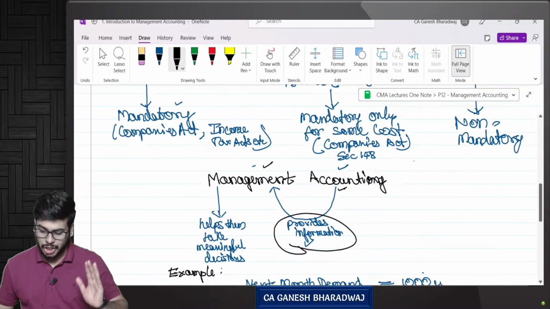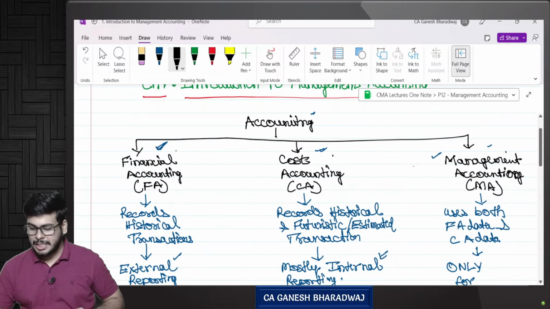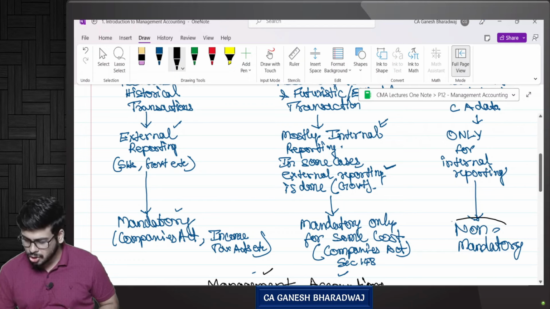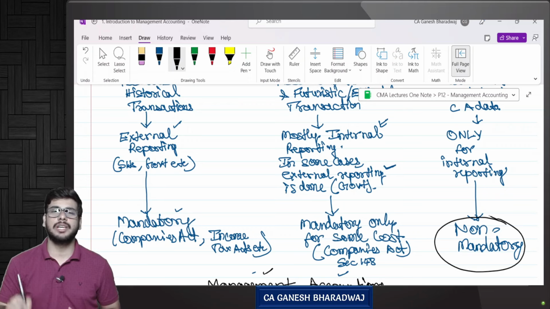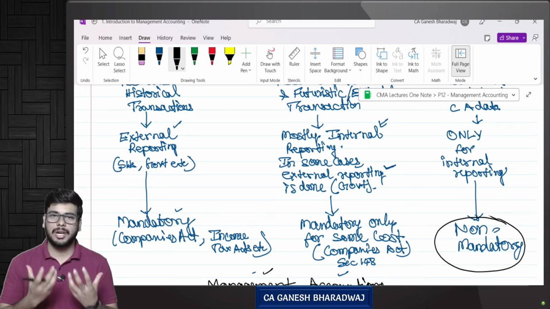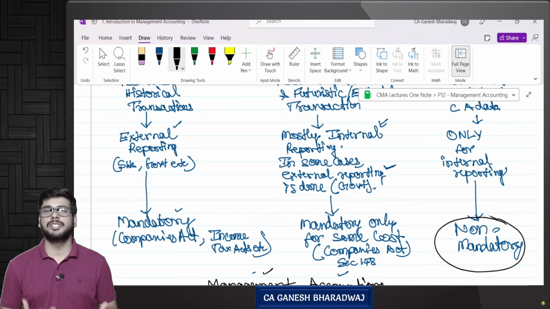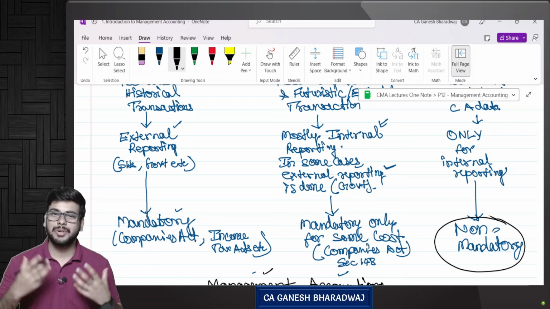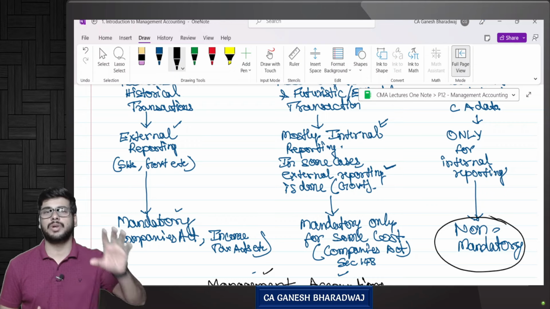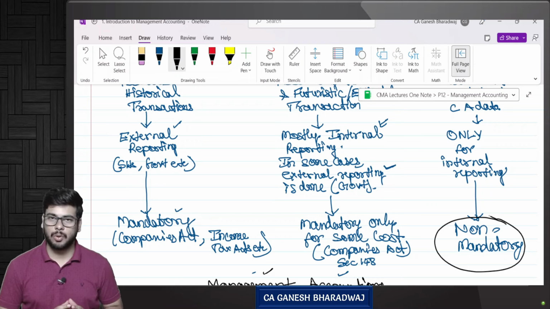That's about the introduction. Now you tell me, management accounting as a separate branch of accounting, though it is not mandatory, is obviously very important for the successful survival of any business. So even if it is not mandatory, companies know the importance of management accounting and they have a separate management accounting team inside.